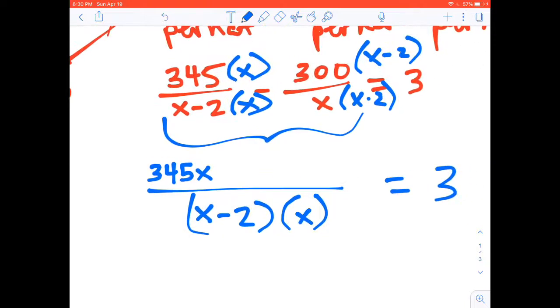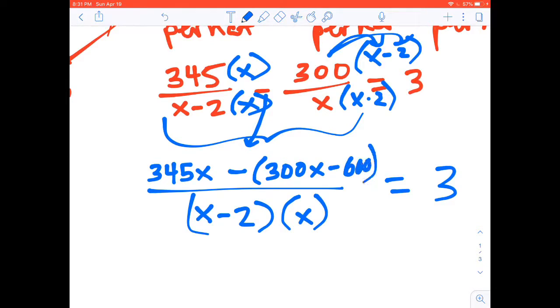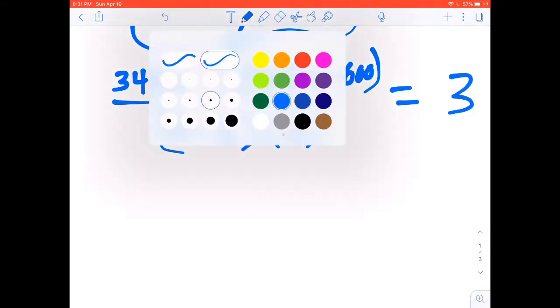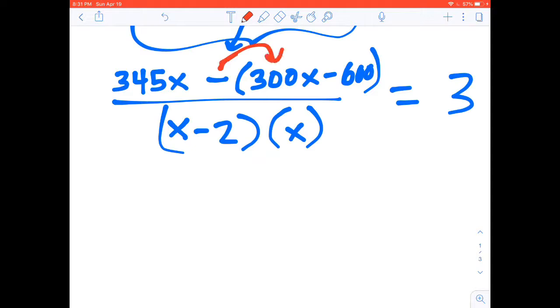I'll zoom out here a bit. Then I have 300 times x and 300 times negative 2. But remember, we're subtracting that second fraction. So it's subtract 300x minus 600. So we're getting our equation closer and closer to what we want it to look like. What we're going to end up doing is now distributing in this negative. So what's going to happen there is we're going to have negative 300x and plus 600 when we distribute inside. So in order to save some space, just do it right here. Like so.